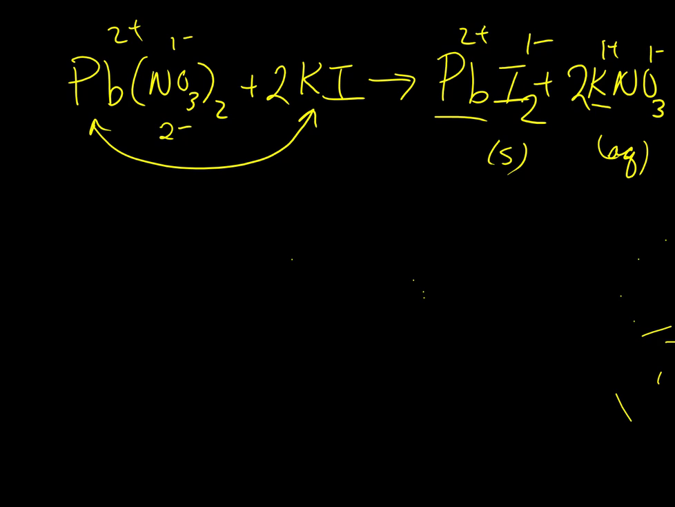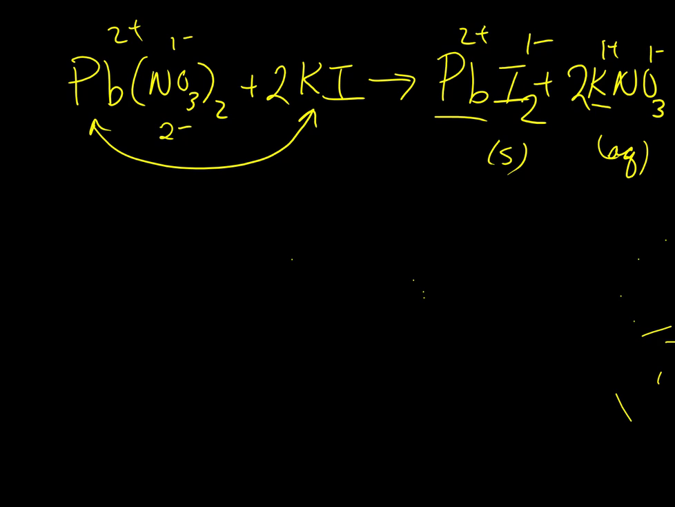That makes sense? That's how we knew which one it was, because we knew which one it wasn't. It wasn't KNO3, so it had to be PbI2. It had to be one of those 2. But what are our rules going to tell us that it's PbI2?